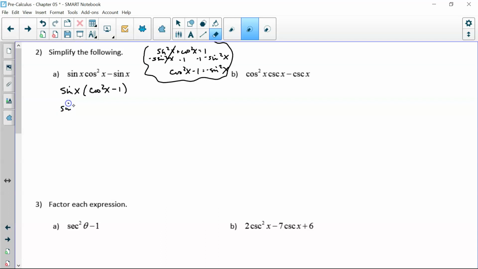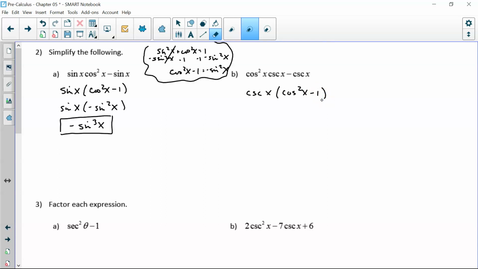So we have here sine of x and negative sine squared x. Positive times a negative is a negative. Sine of x times sine squared is the same as sine cubed x. There's our simplified expression. That is equal to negative sine cubed x. This takes a little bit of practice. For B, they have the common factor of cosecant of x. So I have the cosecant of x, and when I factor that out, I'm going to get cosine squared x minus 1.